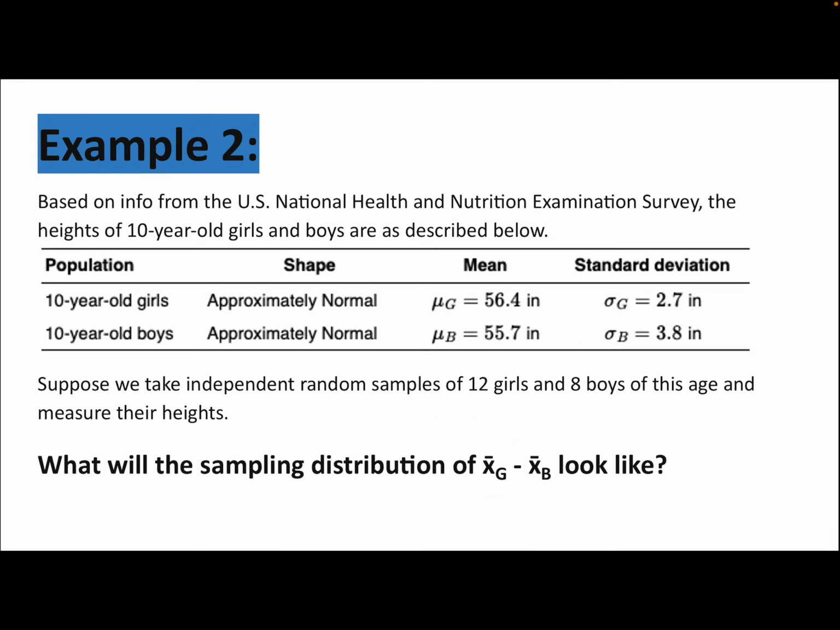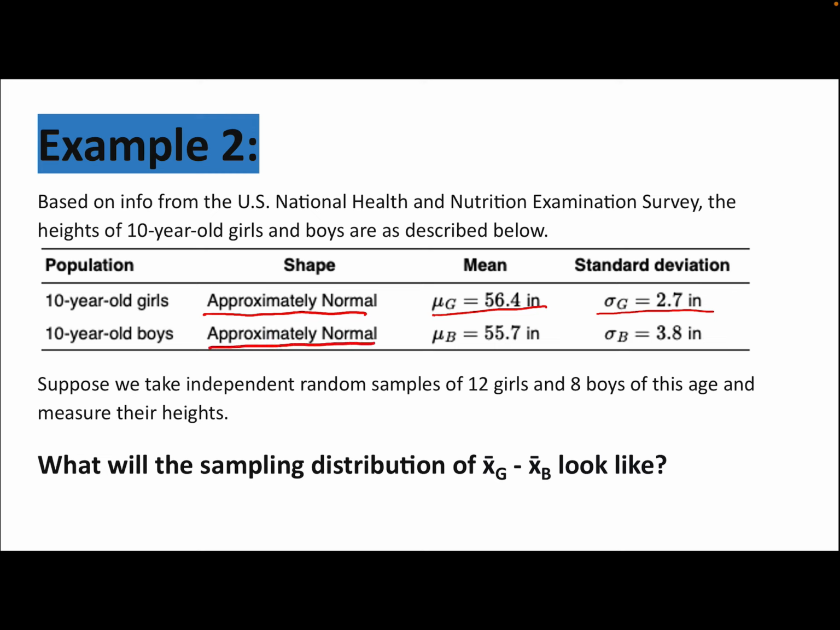So now let's look at one with means. This is a new example. We're now talking about numerical data, so means. Based on info from the U.S. National Health and Nutrition Examination Survey, the heights of 10-year-old girls and 10-year-old boys are described below. For 10-year-old girls, the shape of that population distribution is roughly normal. The mean for that population is 56.4. The standard deviation for that population is 2.7.